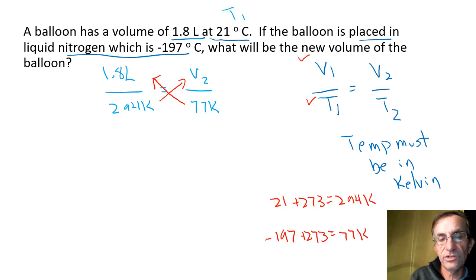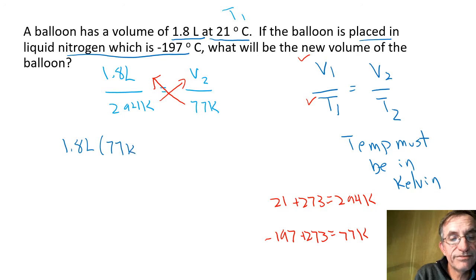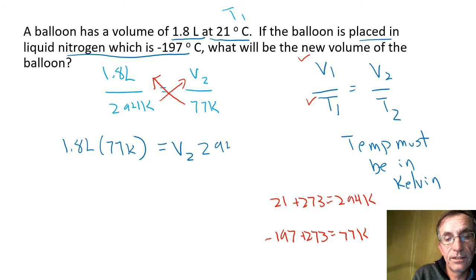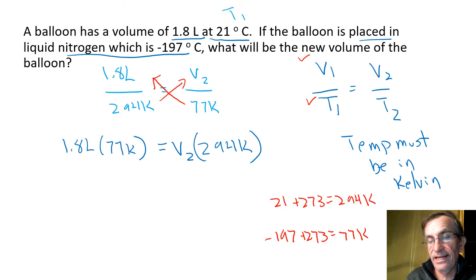What I mean by cross multiplying is we'll bring the 77 over to the left side. And then on the right-hand side, we're going to have V2, and we're going to bring the 294 over to the right-hand side. So now this is what I would have after I cross multiplied. Now we're not done, but we're kind of close to done. Let me ask you a question at this point. What are you going to do to get V2? If you've done this, there's still one more step, but you can get V2.